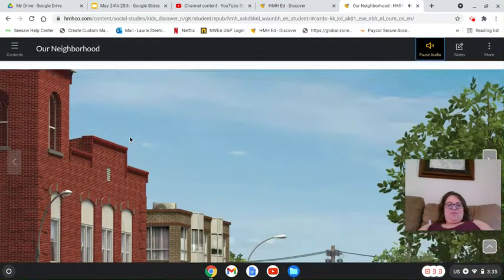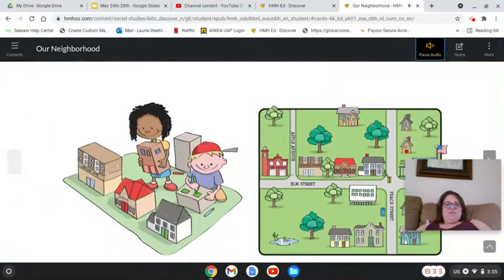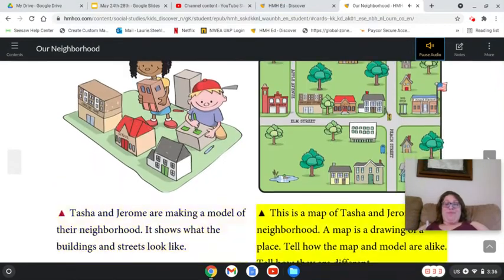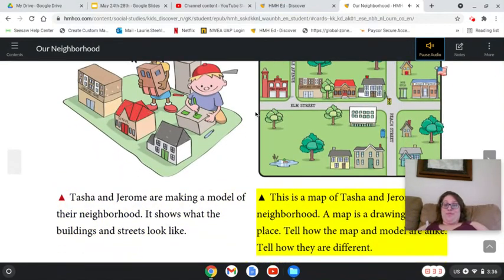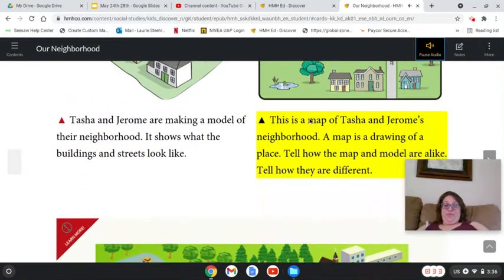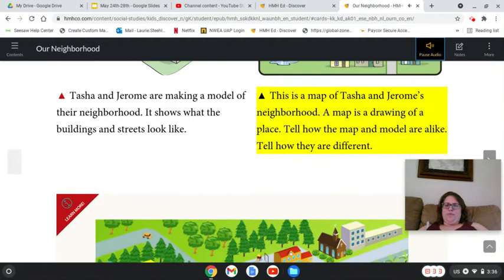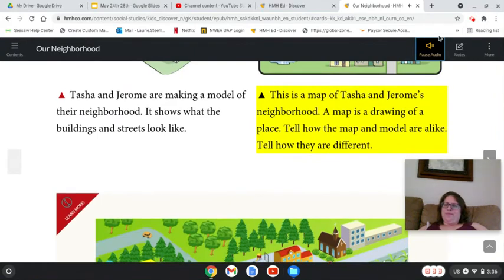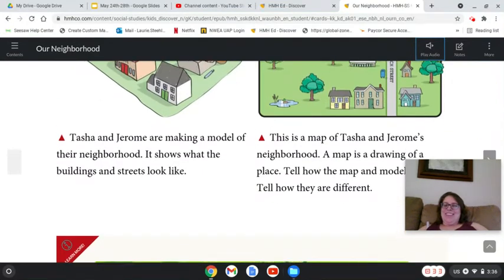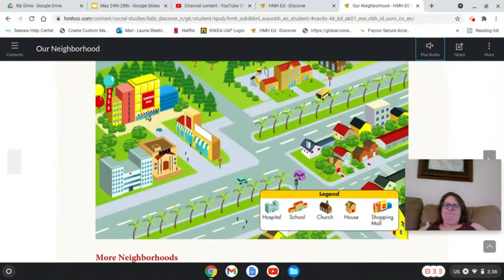Tasha and Jerome are making a model of their neighborhood. It shows what the buildings and streets look like. This is a map of Tasha and Jerome's neighborhood. A map is a drawing of a place. Tell how the map and model are alike. Tell how they are different. Think about that. How is a map and a model alike? And how are they different?